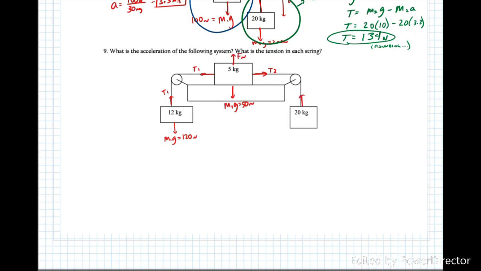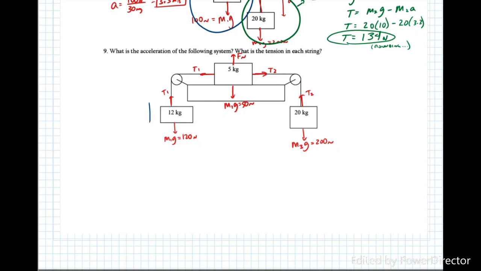The normal force is up. And then the 20 kilogram mass has that same tension 2 pulling up on it. And then we're going to call it m3g, or 200 newtons pulling down. And again, m3g, we write that because it's m3 times g, 20 kilograms times 10 meters per second squared.